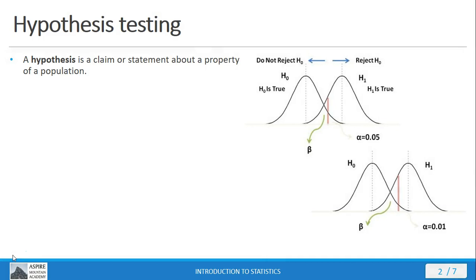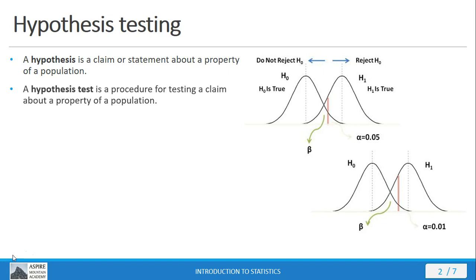So to understand this concept of hypothesis testing, we first need to know what is a hypothesis. And in statistics, a hypothesis is simply some claim about a population parameter. So that could be the proportion, it could be a mean value, it could be a standard deviation, just any property of a population. The hypothesis test then is a formal procedure that we use to test that claim or hypothesis about the population parameter.